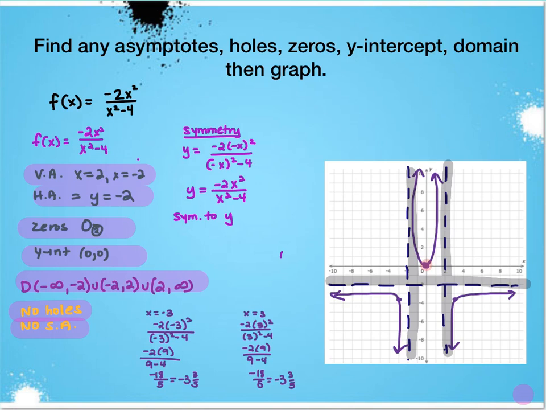Like if you plug in positive 3, which is down here, then you get negative 3 and 3/5, that tells you it's down here. And then if you plug in negative 3, you get the same negative 3 and 3/5. This is also something that's symmetric. So if you test for symmetry and you find that it's symmetric to the y-axis, you know that the left side's going to flip over the right.